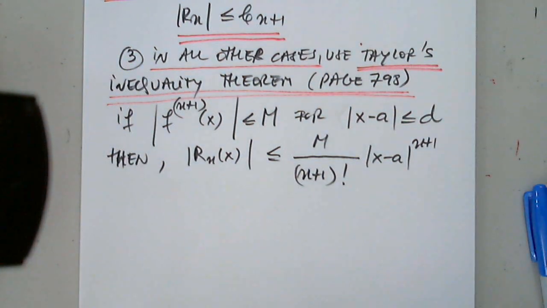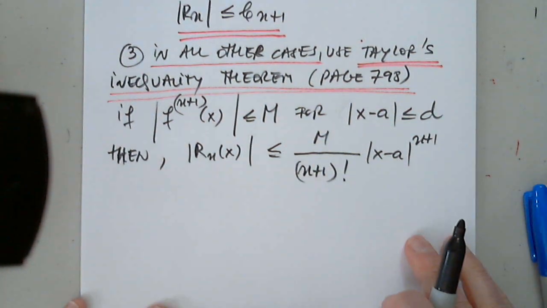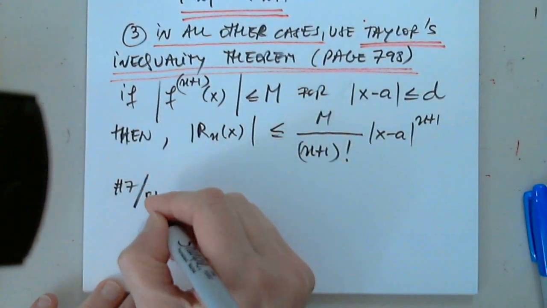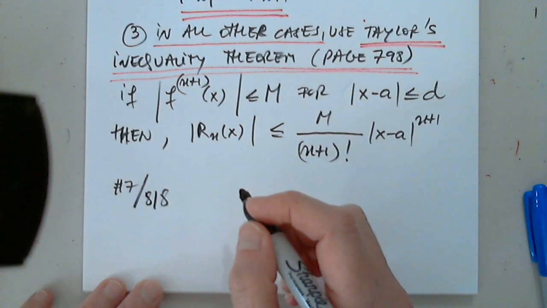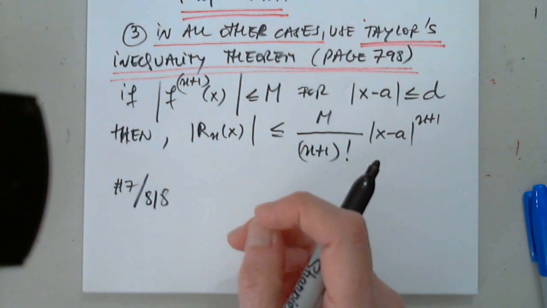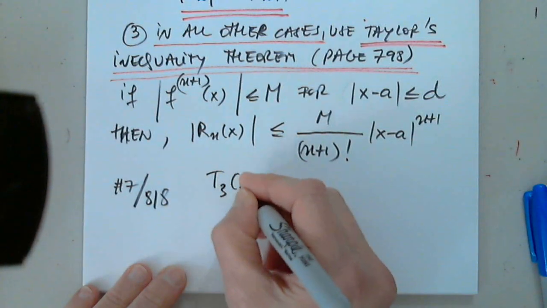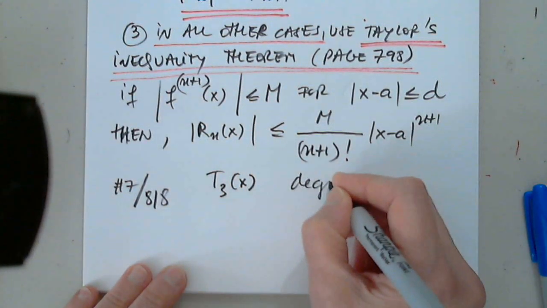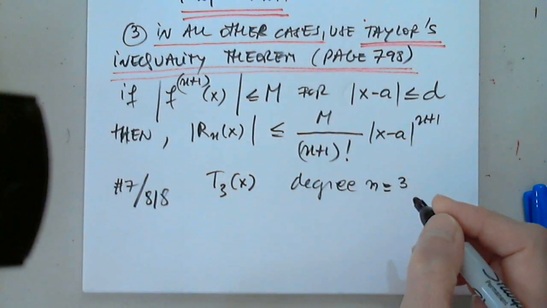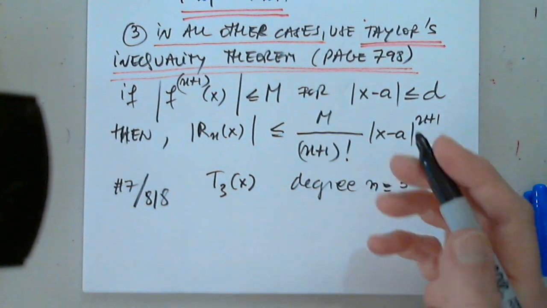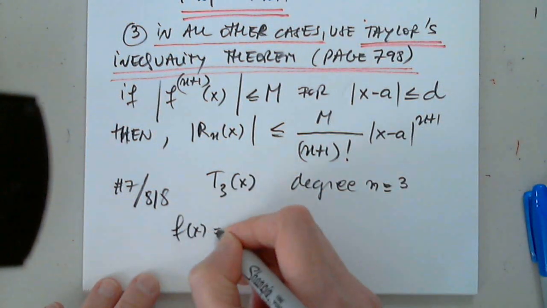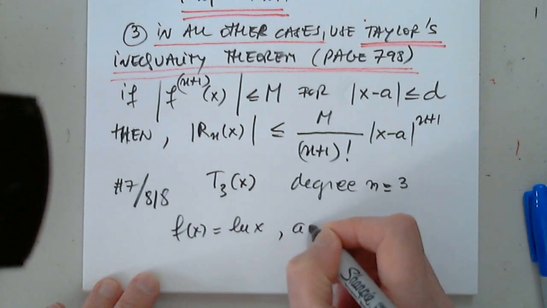So let's start with problem 7 on page 818. We're asked to find a Taylor polynomial, and it is T3 of x, which means degree 3, n equals 3. The center is the number given to us. So the function is f of x equals natural log x, and a equals 1.